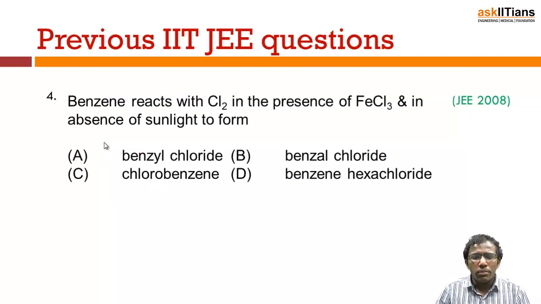So the fourth one: benzene reacts with chlorine in the presence of FeCl3 and in the absence of sunlight to form. This is quite a simple question. When benzene reacts with chlorine in the presence of FeCl3, what is the product?